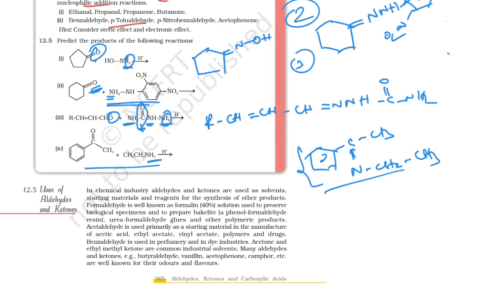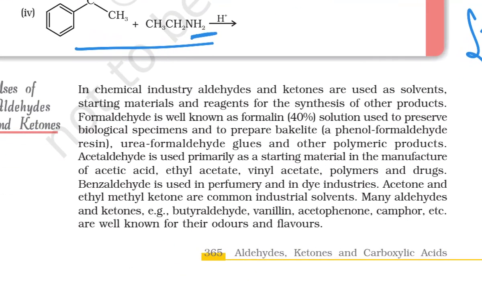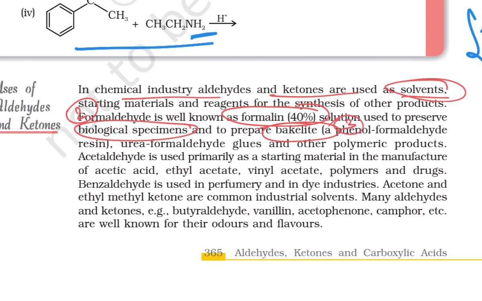Then we are going to discuss the uses of aldehydes and ketones. First, in the chemical industry, aldehydes and ketones are used as solvents, and as starting material for the synthesis of other products. Formaldehyde, well known as formalin, is used to preserve biological specimens. Formaldehyde is also used to prepare Bakelite. Then urea-formaldehyde glues and other polymeric products of aldehydes are used, primarily as starting material for the manufacturing of acetic acid and ethyl acetate, vinyl acetate, polymers and drugs.